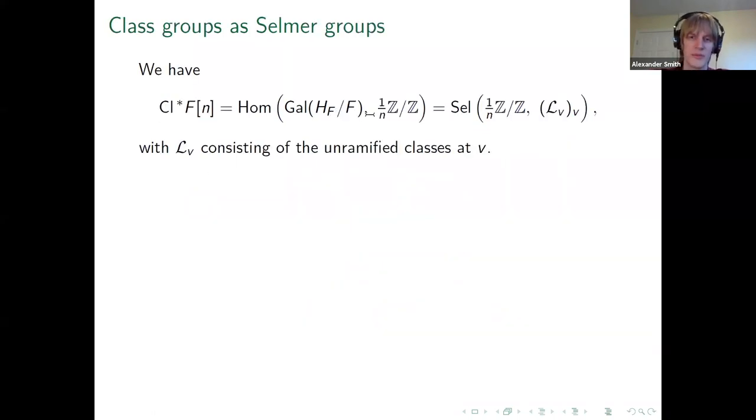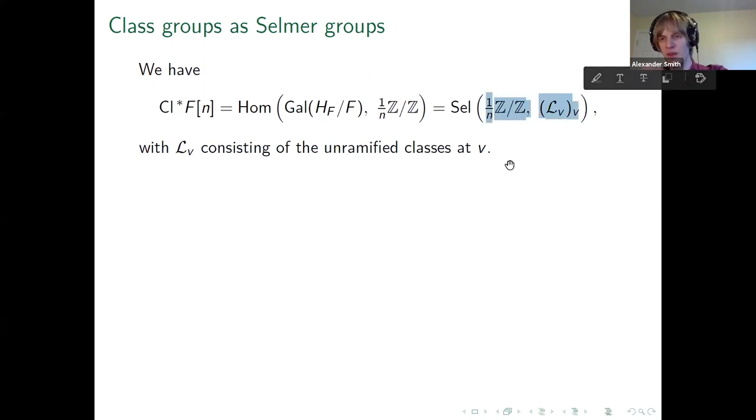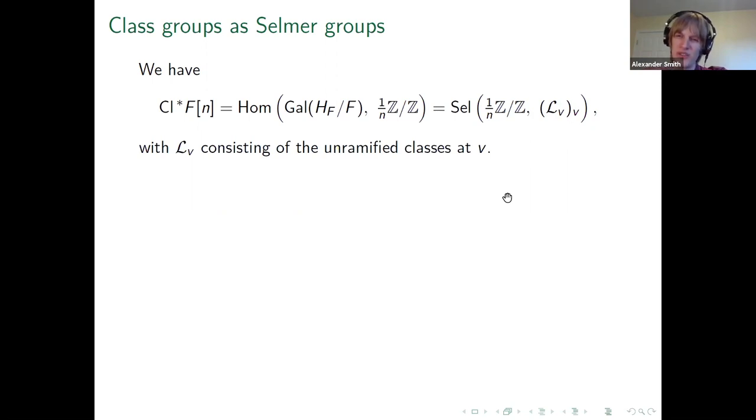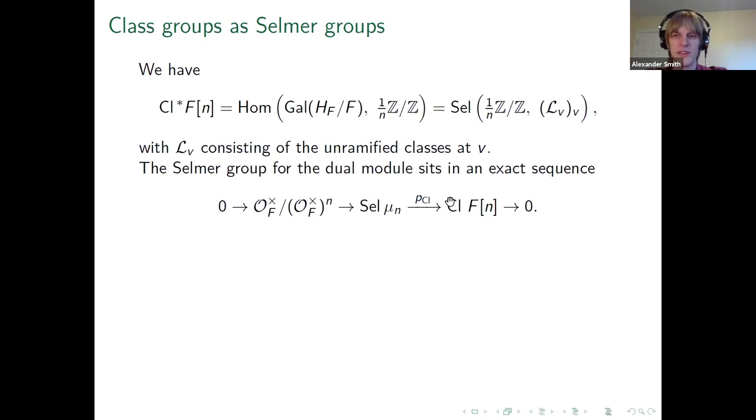So specifically, the dual class group, again, just the homomorphisms from the Hilbert class field over F to (1/n)Z/Z, is pretty clearly just the set of homomorphisms that are everywhere locally unramified. So it's expressed as a Selmer group. And so the dual thing we should expect is that the class group of F should be the Selmer group of the dual of this object. So (1/n)Z/Z dual would be mu_n, and then the dual Selmer conditions. And that's not quite the case because there are extra units in the Selmer group that aren't in the class group, but we do have this short exact sequence. So the units of F map into the Selmer group of mu_n, and then you take the cokernel and you're left with the n-torsion of the class group. So we have this exact sequence.